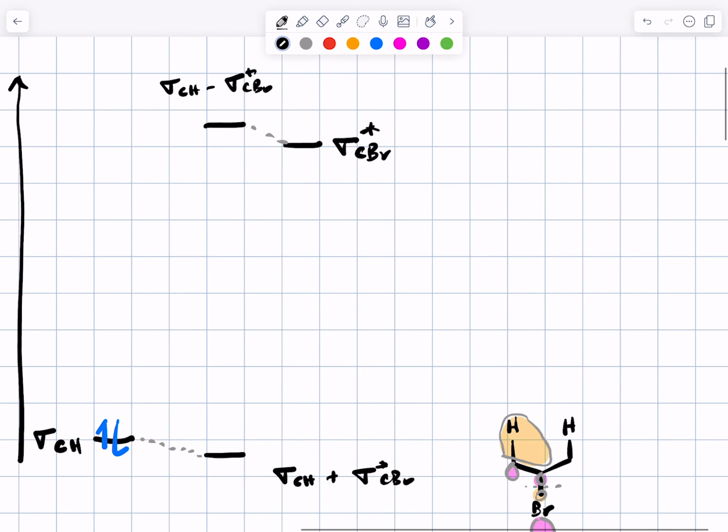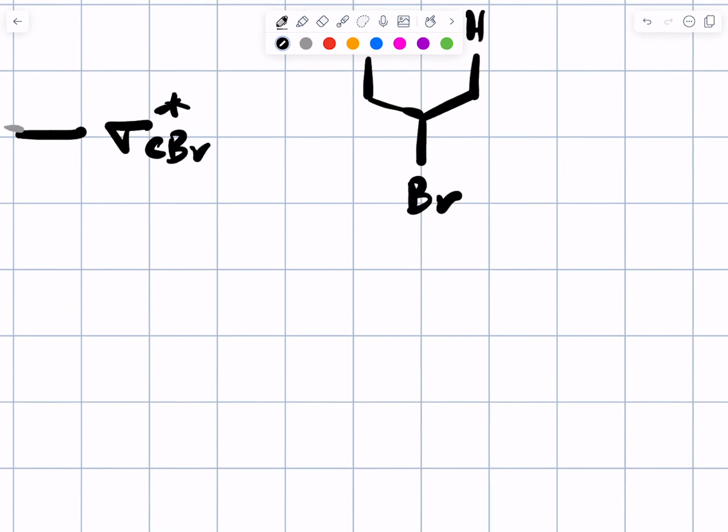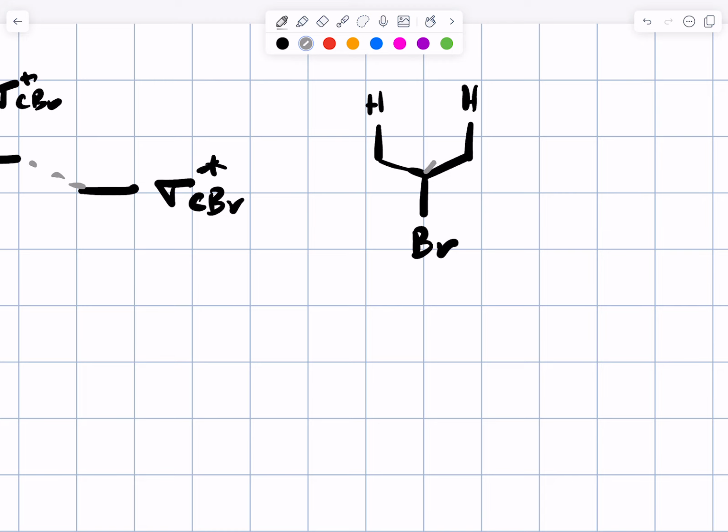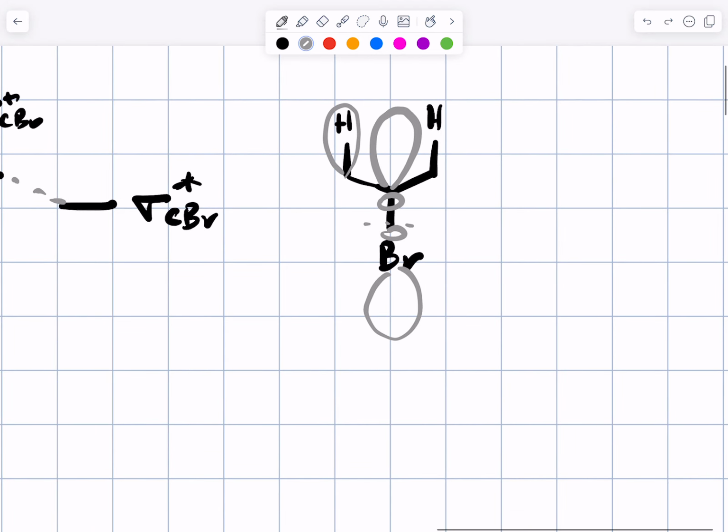All right. Over here, for the anti-bonding combination, this is going to look mostly like the sigma star, only there's going to be a little bit on the adjacent hydrogen. But because it's the minus combination, the lobes are going to be sort of out of phase, out of wave function sign.